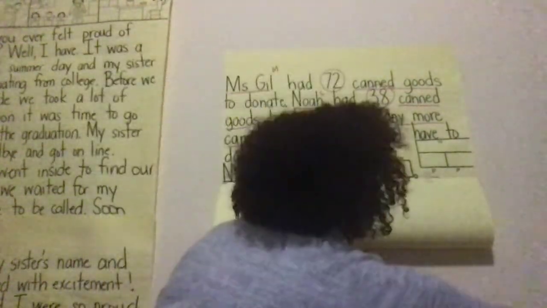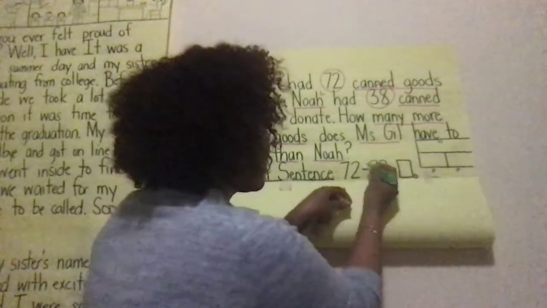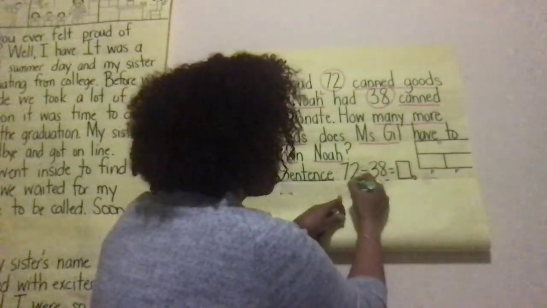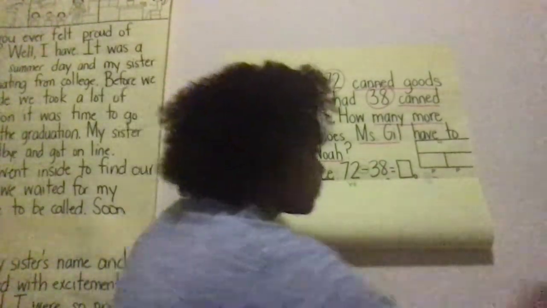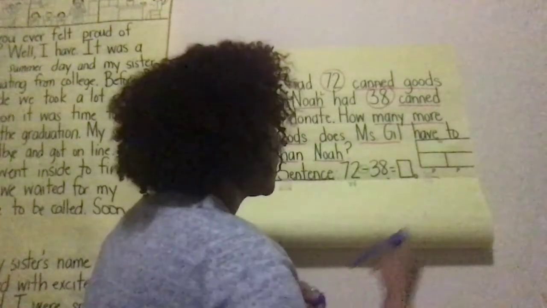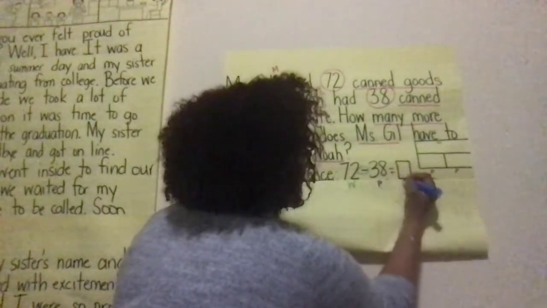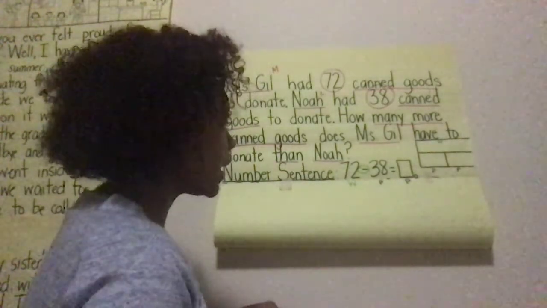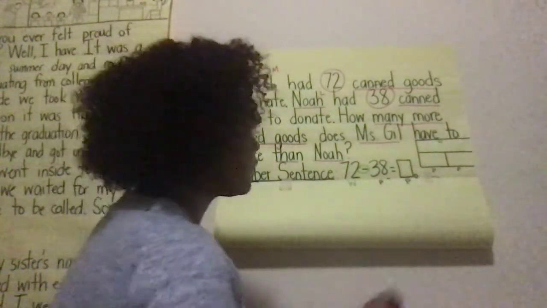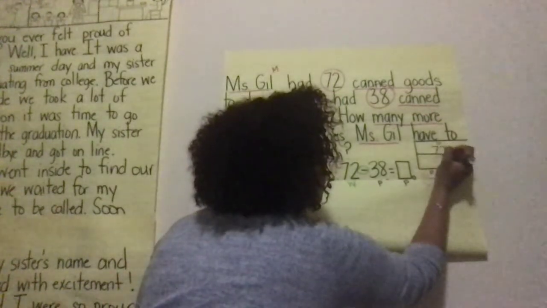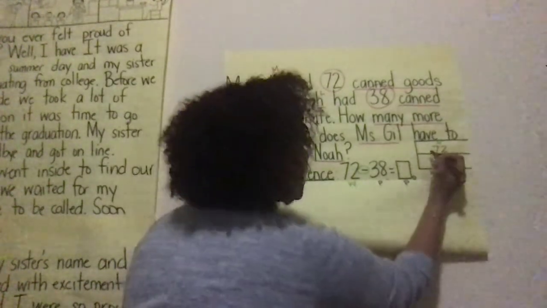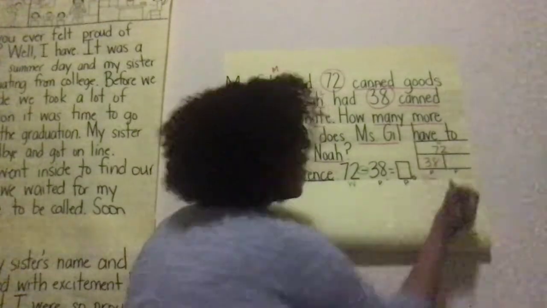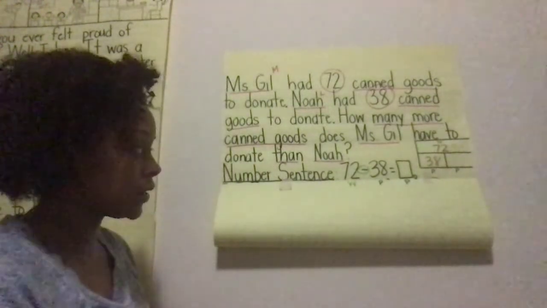So 72 then, I'm taking a look at my sign. 72 represents my whole. 38 represents my part. And I'm looking for the other part. So if I plug it into my part whole box, 72 represents my whole, and 38 represents my part. Now it looks like I'm ready to solve.